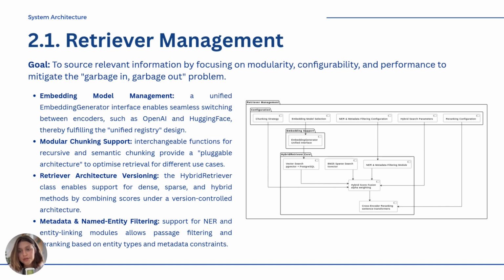We have a core retriever that combines dense vector search and sparse BM25 search, blends scores, and optionally re-ranks with the cross encoder. And this modular setup enables flexible tuning and experimentation and independent optimization of each component while keeping the architecture clean and scalable.